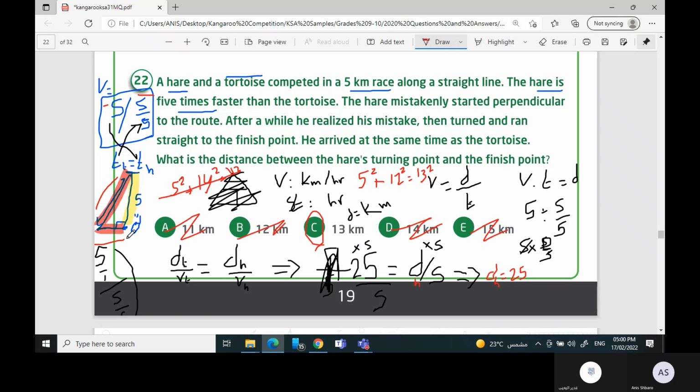So first of all, I tried 11 kilometers for this distance. To complete 25, we need 14 left. So 14 power 2 plus 5 power 2 is equal to 11 power 2? Of course not. It's rejected. 12, we need to try. 13 power 2 plus 5 power 2 equals 12 power 2? Of course, never. And this one, we tried that. 12 power 2 plus 5 power 2 is equal to 13 power 2. We found that yes, it's correct. So we choose this answer.